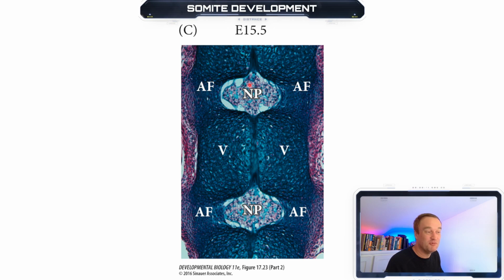So within this disc, tangent aside, is what the notochord turns into.